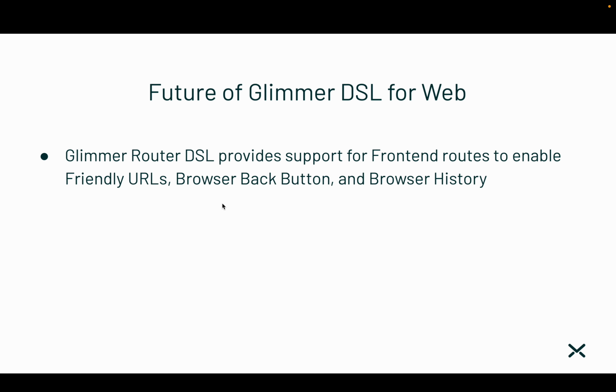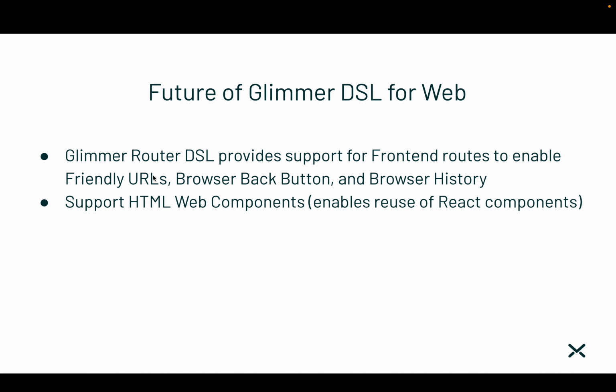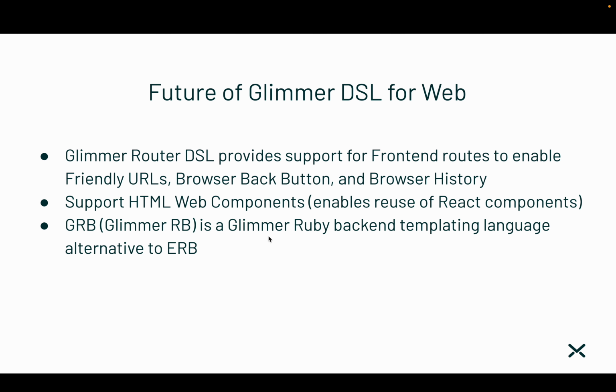So what's the future? There will be a Glimmer router DSL for the front end. So yeah, that will be supported in the future. We will integrate with the ability to support HTML web components. HTML web components is a general standard for front-end components. So this is just Glimmer supporting the ability to reuse HTML web components built in other libraries in JS. That will open the door for being able to reuse React components in Glimmer directly, which would be useful for me and my job because we used to use React in the past.